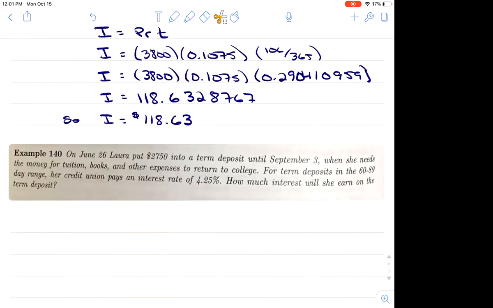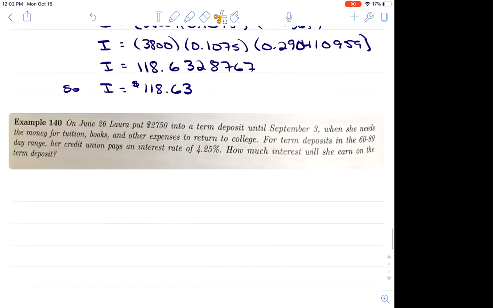So on June 26th of any year, Laura put $2,750 into a term deposit until September 3rd, when she needs the money for tuition, books, and other expenses to return to college. Sound familiar? For term deposits in the 60 to 89 day range, her credit union pays an interest rate of 4.25%. How much interest will she earn on the term deposit? Same type of problem that we just did.